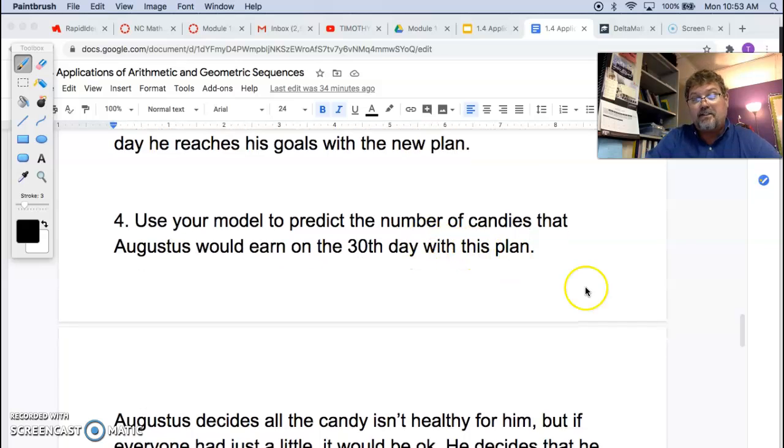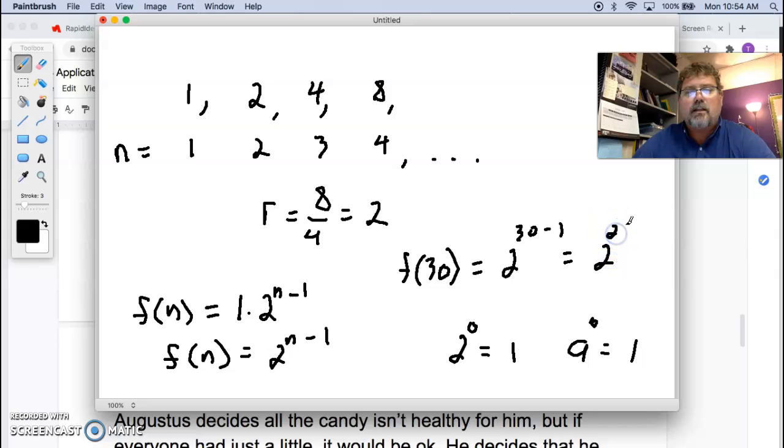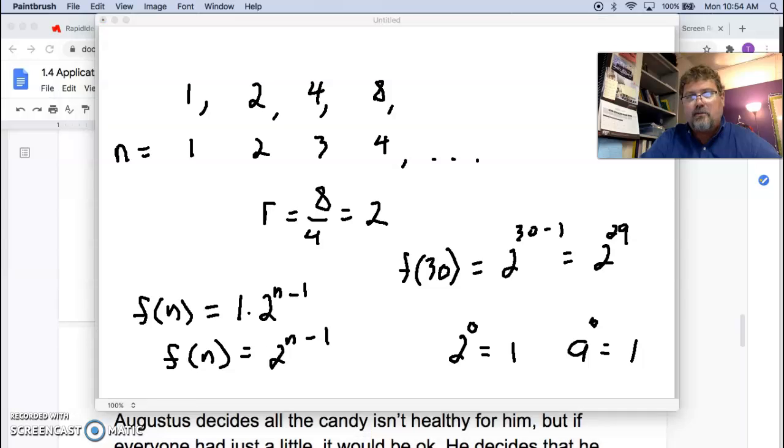Part 4 is going to be a little bit interesting. We want to know how much candy he is going to have on the 30th day. The number of candies. So we're going to look at f of 30. That's what this model does. It makes predictions. So f of 30 is equal to 2 to the 30 minus 1, which is 2 to the 29th power. That is a lot of candy. I don't know where his mom and dad are getting all this candy, but let's throw that in this calculator and see what we come up with.